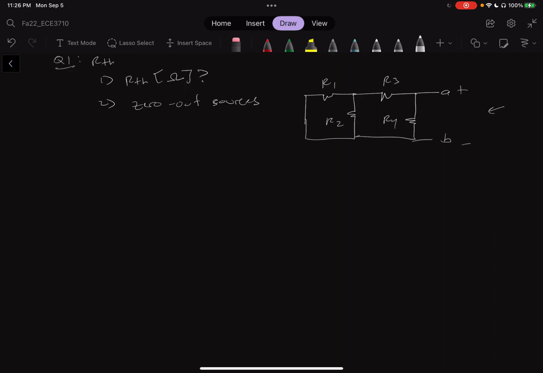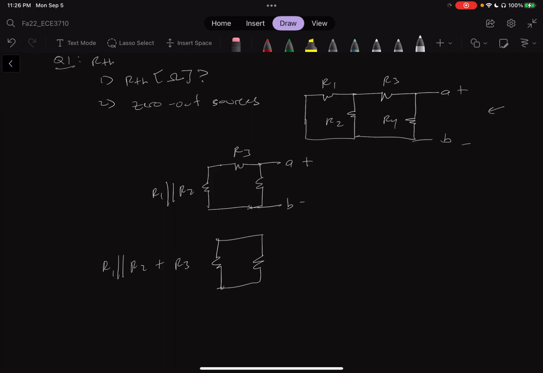I notice that R1 and R2 are in parallel. R1 is in parallel to R2. And I redraw the rest of the circuit. Then I notice that R3 is in series to R1 parallel to R2. So this is now R1 parallel to R2 plus R3. This is R4. This is A. This is B.